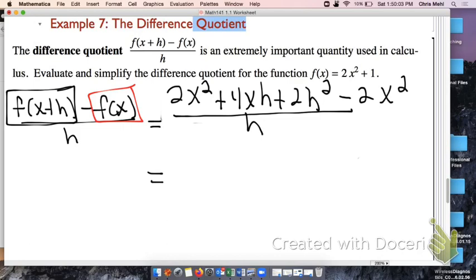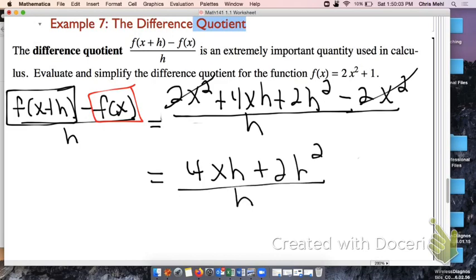Now you'll notice you'll get another piece of cancellation. You'll have a positive 2x squared and a minus 2x squared. So the only thing left would be 4xh plus 2h squared all over h. Now, whenever you do these difference quotients, whether it's a linear function, a quadratic function, whether it's a quotient or it has square roots, you're not done until you cancel this h in the bottom.